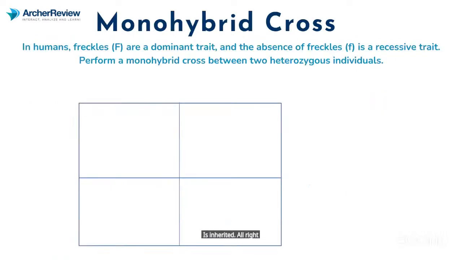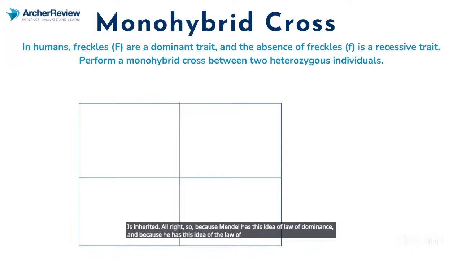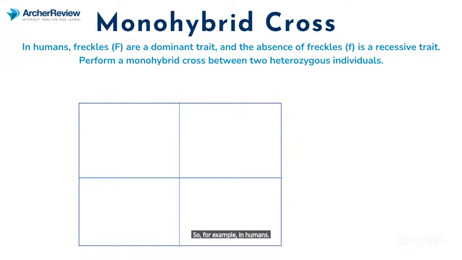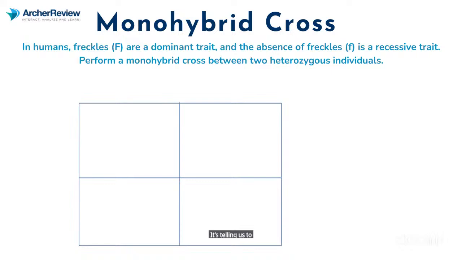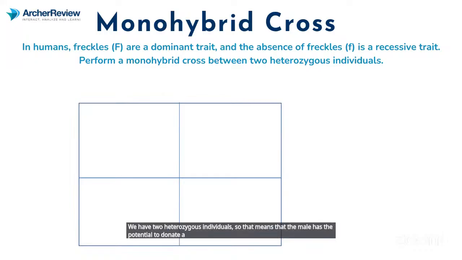All right, so because Mendel has this idea of the law of dominance, and because he has this idea of the law of segregation, we can actually use a Punnett square to predict the probability of acquiring a certain trait. So for example, in humans, freckles are dominant, and the absence of freckles is recessive. It's telling us to perform a monohybrid cross between 2 heterozygous individuals. What does that mean? Well, a monohybrid cross is that we're just looking at one trait, freckles. We have two heterozygous individuals. So that means that the male has the potential to donate a capital F and a lowercase f, and the female has the potential to donate a capital F and a lowercase f.